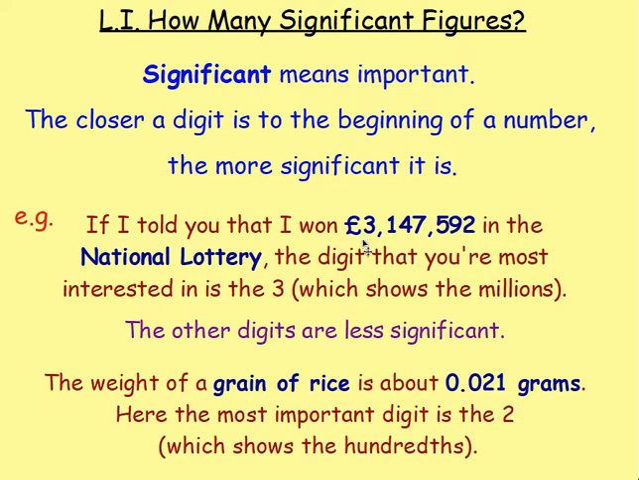The closer a number is to the start of a number, the more significant it is, as it says up here. If you have decimals as well, if we've got 0.021, well, you ignore the zeros and the 2 would be the most important number. It's the most significant because it shows you how many hundredths there are.